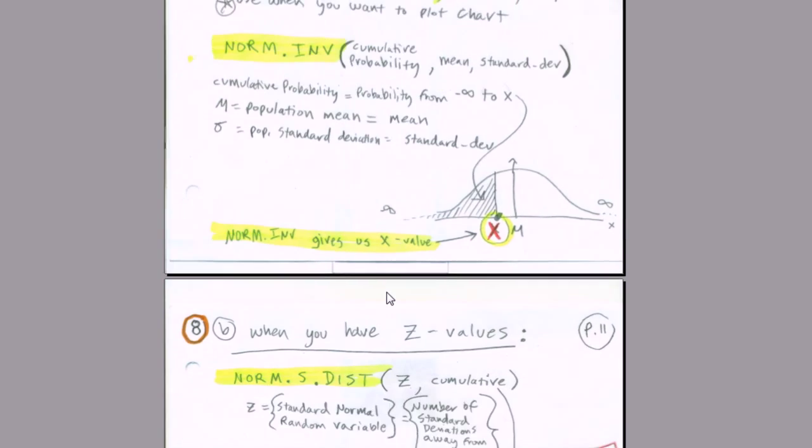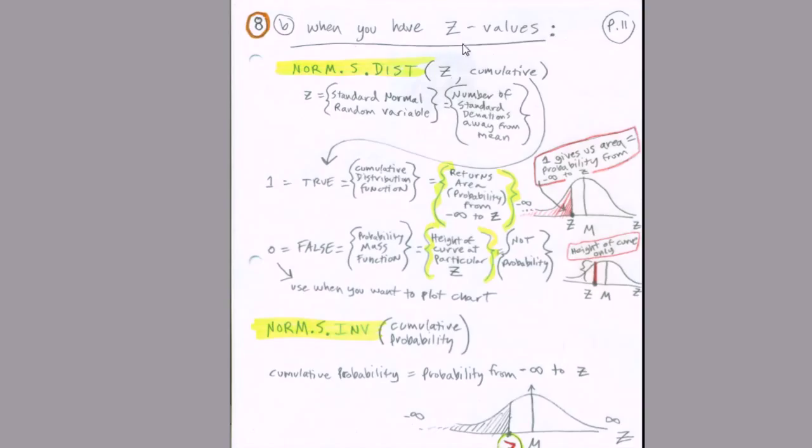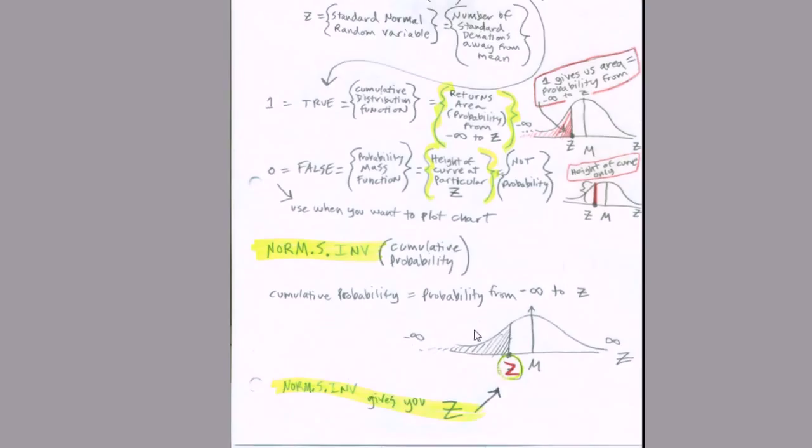Now, these are x values. We're also going to want sometimes to deal with z values. Whoa, check this out. NORM.S.DIST, S for standardized value. We give it a z, and it will calculate either 1 for cumulative probability from the low end up to the z, or a 0, and it will calculate the height. NORM.S.INV. We give it cumulative probability, and it will tell us what the z is.